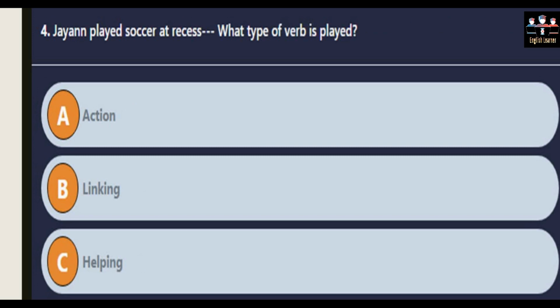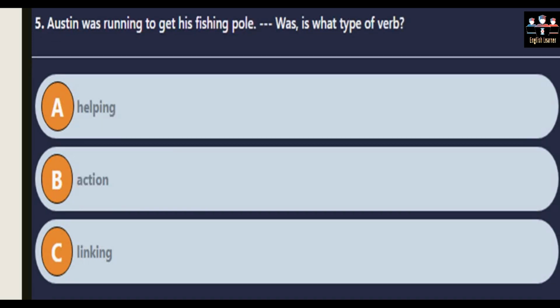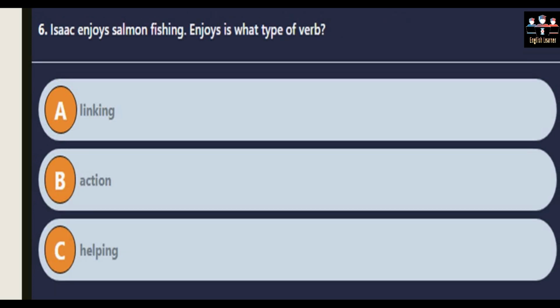Number 4. Jane played soccer at recess. What type of verb is played? Option A, action. Option B, linking. Option C, helping. Number 5. Austin was running to get his fishing pole. Was is what type of verb? Option A, helping. Option B, action. Option C, linking. Number 6. Isaac enjoys salmon fishing. Enjoys is what type of verb? Option A, linking. Option B, action. Option C, helping verb.